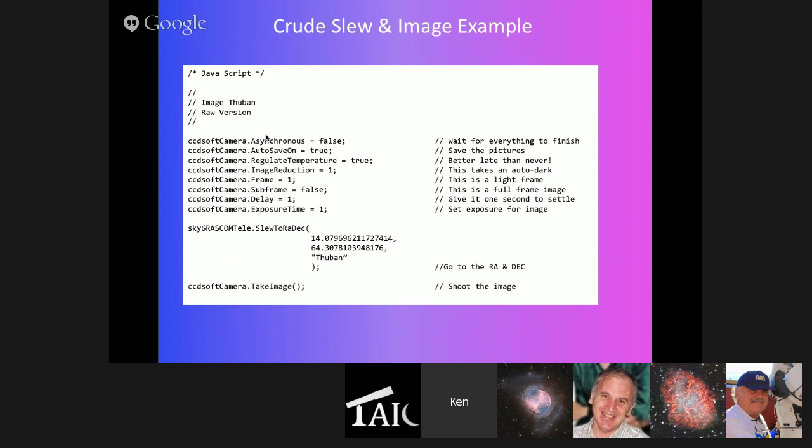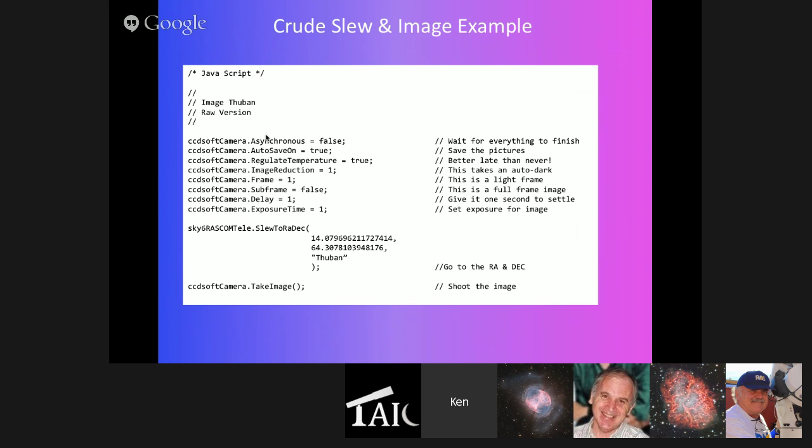Frame equals 1 tells it that this image is going to be a light frame. That's important because when you save the image, it's going to name it after the target, and perhaps name it dark, light, flat, bias, whatever kind of frame it is. I'm not doing a subframe. That delay is basically a settle. It means when you're done slewing and I've told you to take an image, I want you to wait 1 second before you actually execute that image. And then I want you to take a 1-second exposure. So that's what that one does.